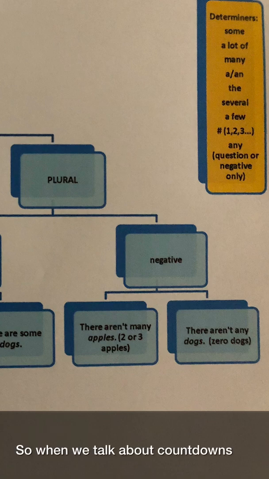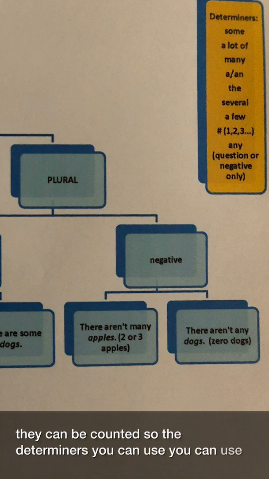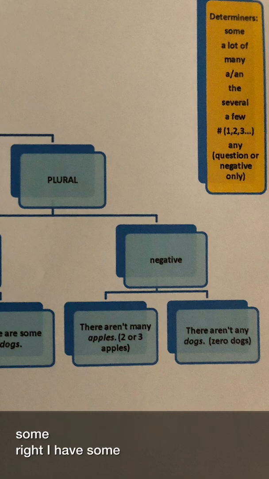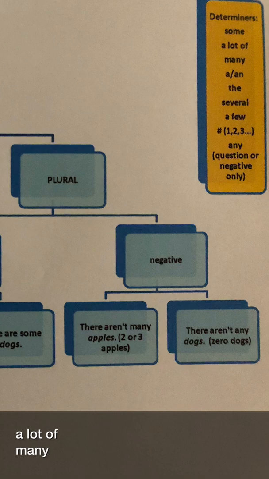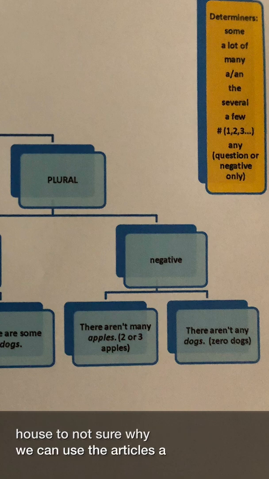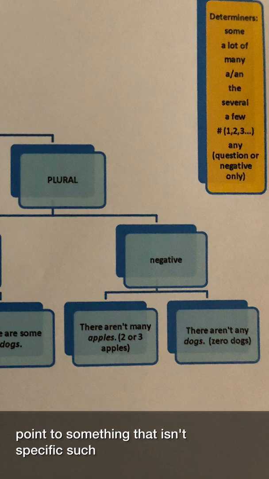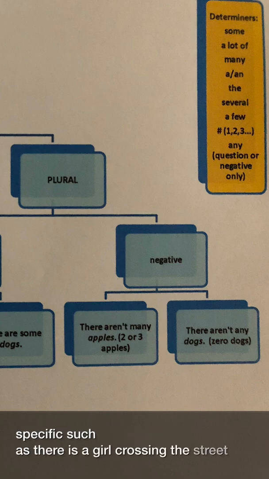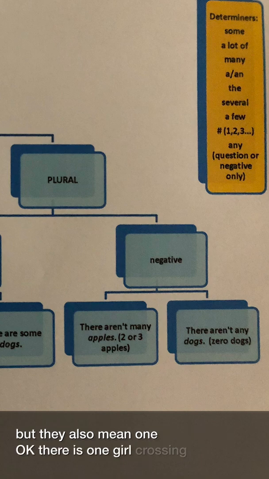So when we talk about count nouns, they can be counted. So the determiners you can use: some, right? I have some chairs in my house, a lot of, many. Okay, there are many animals in my house too. Not sure why. We can use the articles a and an, because those articles point to something that isn't specific, such as there is a girl crossing the street, but they also mean one. Okay, there is one girl crossing the street.